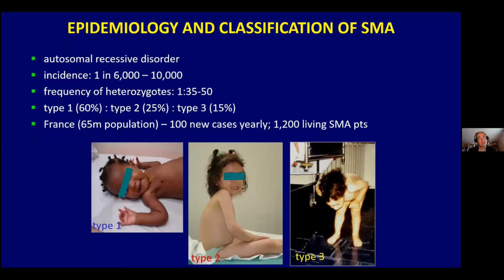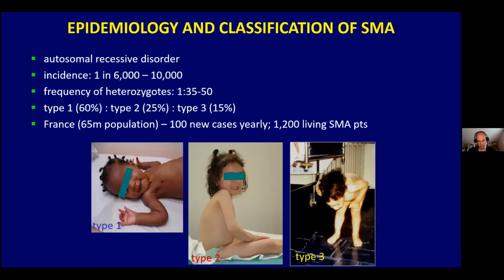I guess that many of you know the disease because it's pretty common, especially in the MENA region, in the Middle East and around. It's an autosomal recessive disorder. The incidence is one in 6,000 to 10,000 live births. There are many heterozygotes in the general population and even more in consanguineous areas.